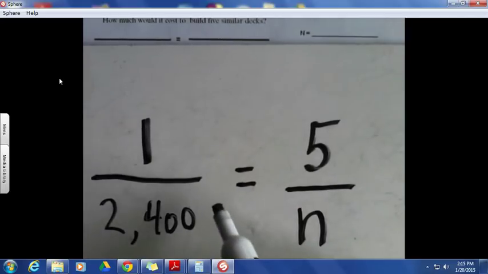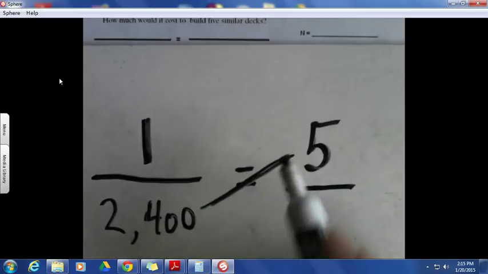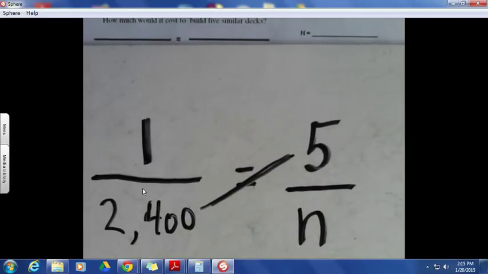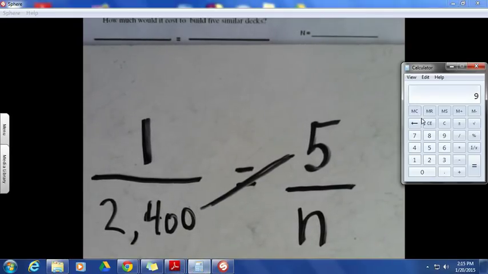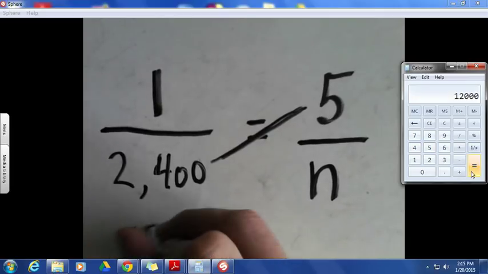Okay, so we want to first cross multiply diagonals. So we're going to do 2,400 times 5, which equals $12,000.